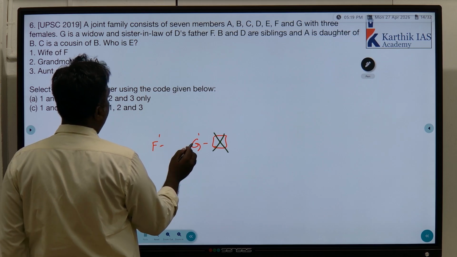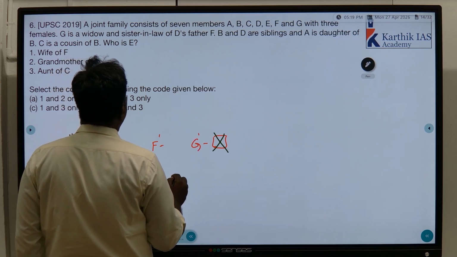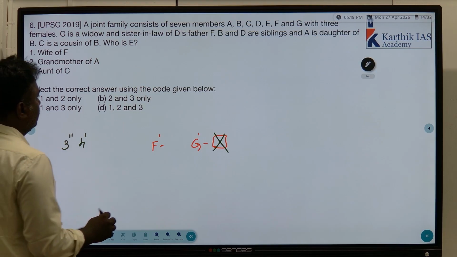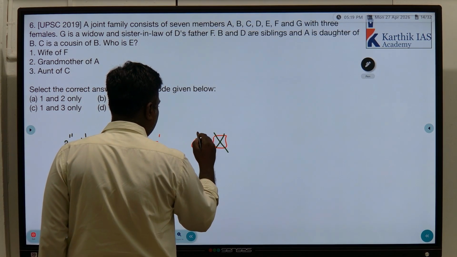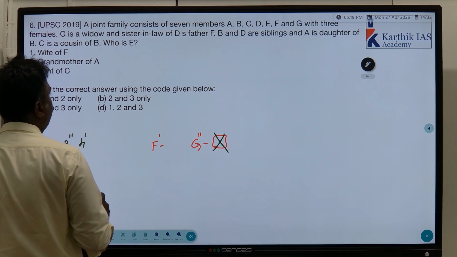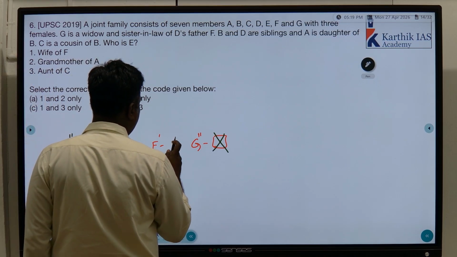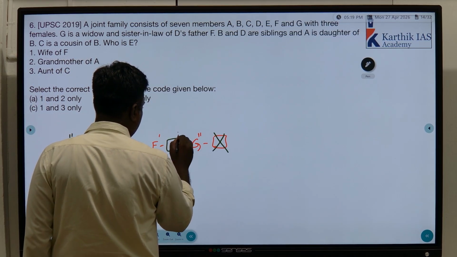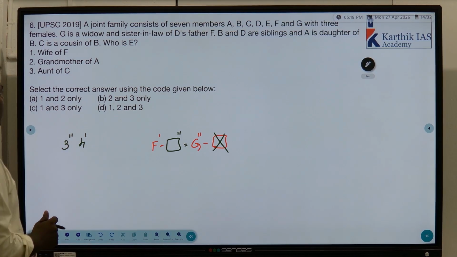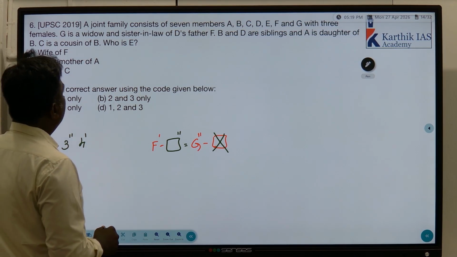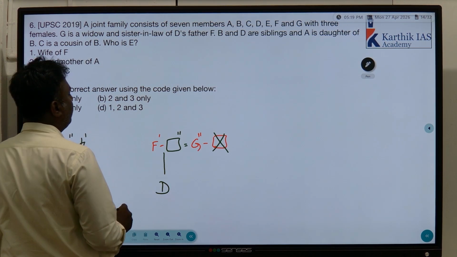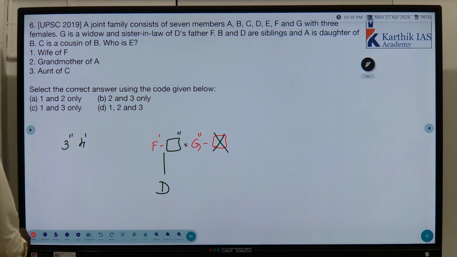Okay, G is a widow and sister-in-law of D's father F. So F's wife we don't know. G is a sister-in-law. Then what they mentioned, sister-in-law of D's father. So D, the couple, D's father. Clear? B and D are siblings.